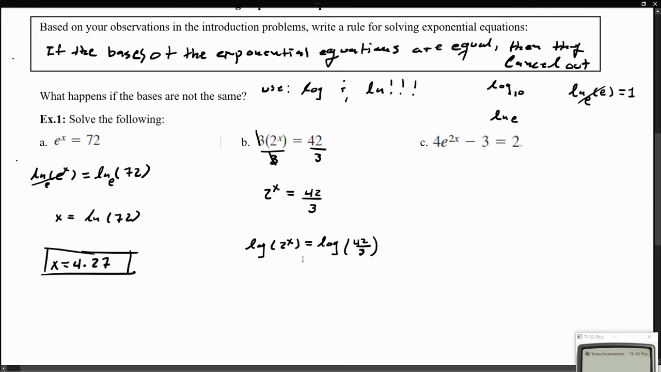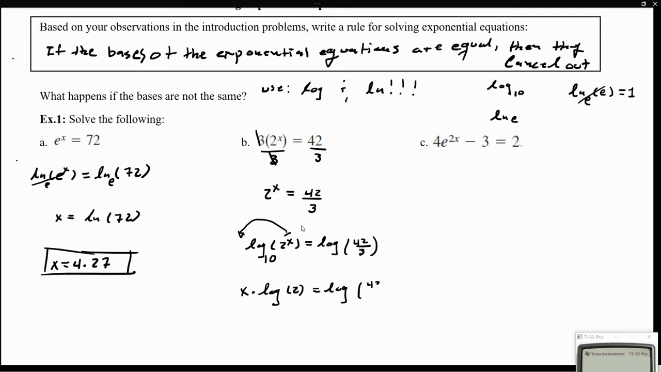Now let's pause here for a second. Remember that for log, the base is 10. So if the base is 10 and the base of the expression is 2, they don't cancel out. But why do we still want to take the log? Because we can still use the properties of logs. And the property of log says that if you have an expression with an exponent, we can bring this exponent to the front. And now this expression just becomes x times the log of 2 equals the log of 42 over 3.